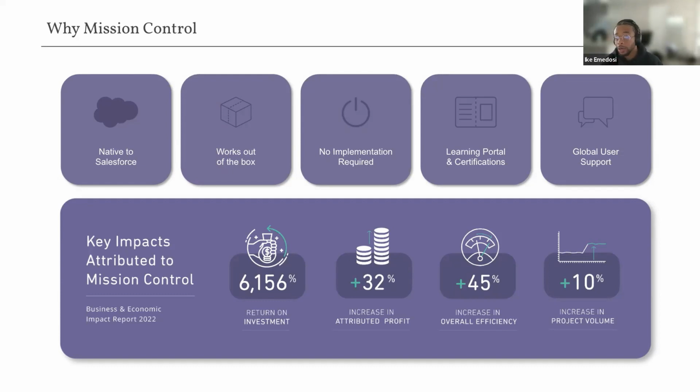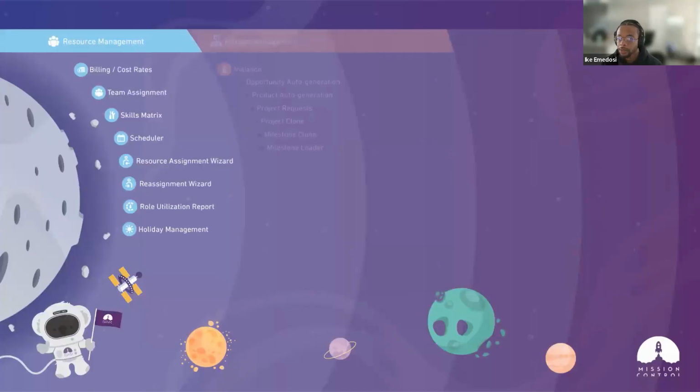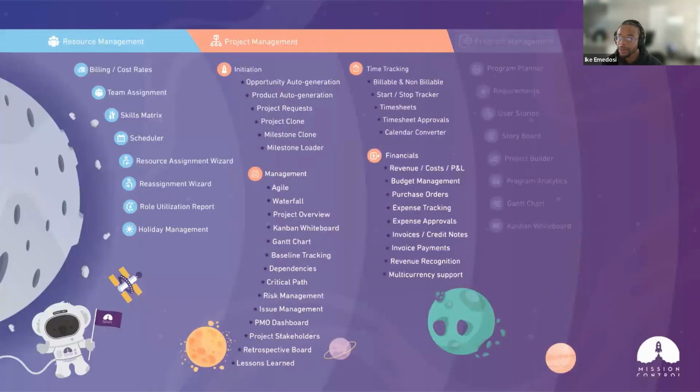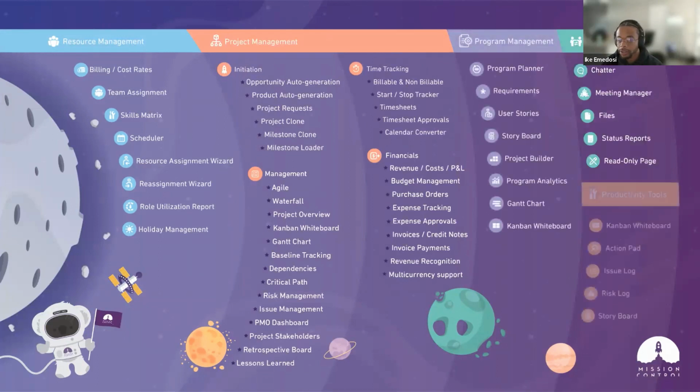I'm going to tell you right now, we're not lying. We see a 6,000% return on investment, a 32% increase in attributed profit, an overall increase in efficiency, and a 45% increase in project volume. That's mainly because we're able to make things easier for you guys, right? And when things are simpler, you're able to complete a project sooner and understand your bandwidth a lot better, so that way you maybe can tackle more projects. And that's what some of our customers have been doing, if not every single one of them, right?